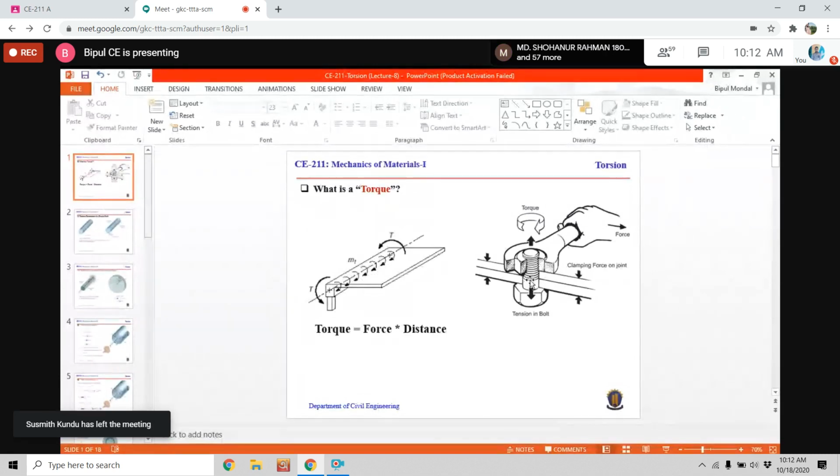And look at the second figure. If we apply a force here, then this bolt will try to twist. Okay, so this is the response of a torque, and this phenomenon is known as torsion. That means we can say this bolt is subjected to a torsional force, and similarly this beam is subjected to a torsional force.